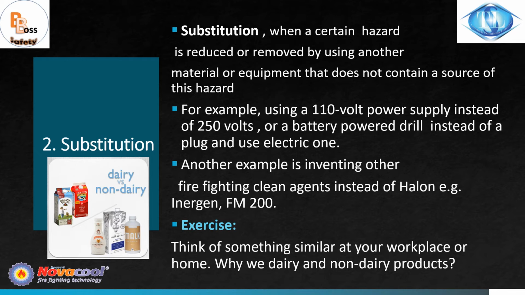Also sugar. There are some sweeteners there. So you need to find out something in your day-to-day life, where you think an item was substituted by something else to reduce the hazard.